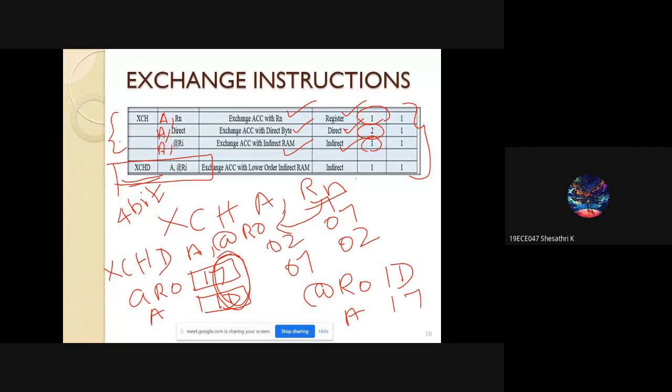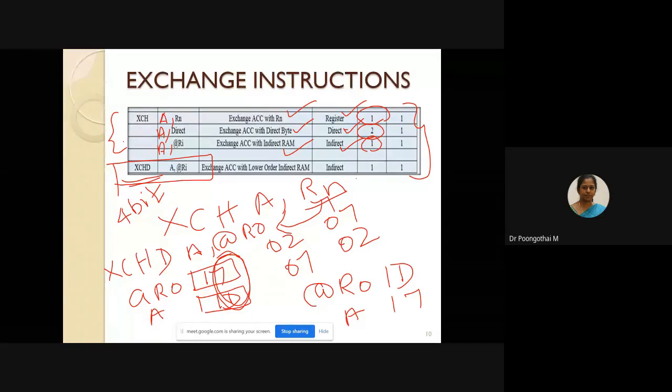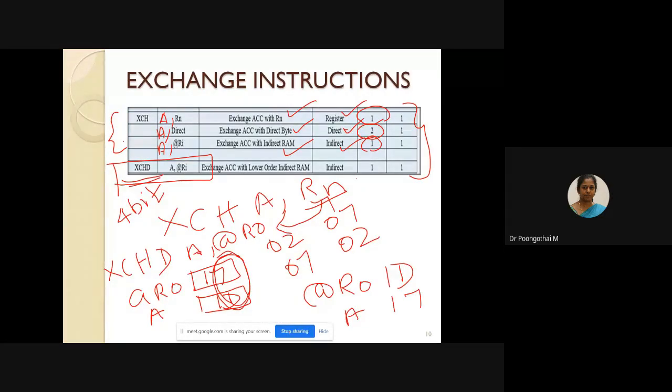Ma'am, in exchange digits, only the LSB will be changed? LSB alone is changed. Suppose it's 8-bit data, only the last 4 bits are allowed for exchange, and both registers retain the MSB value, the same MSB value. Any other doubts?